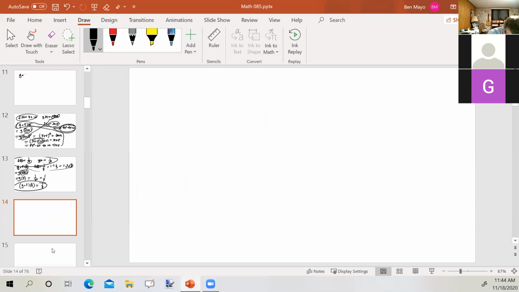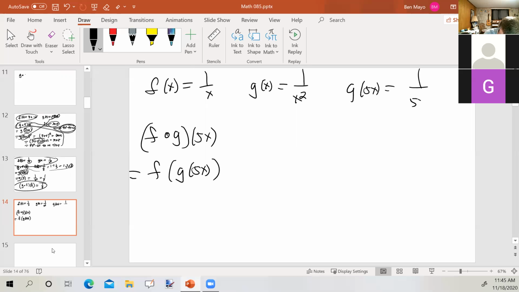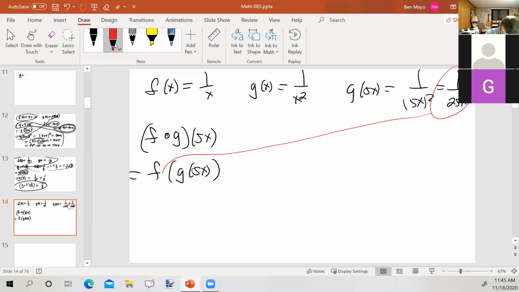Let's take that same scenario where f of x equals 1 over x and g of x equals 1 over x squared. And let's find f composed with g of 5x. So that's equal to f of g of 5x. Well, let's see. g of 5x would be 1 over 5x, the quantity squared, which is 1 over 25x squared. So all of that goes to replace that. So now we have f of 1 over 25x squared.